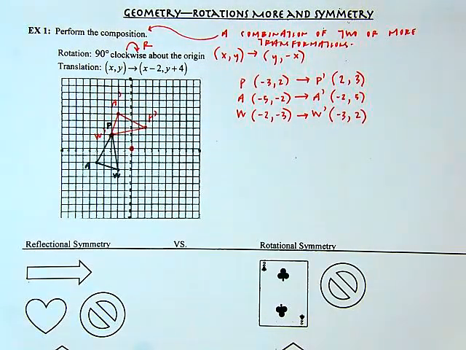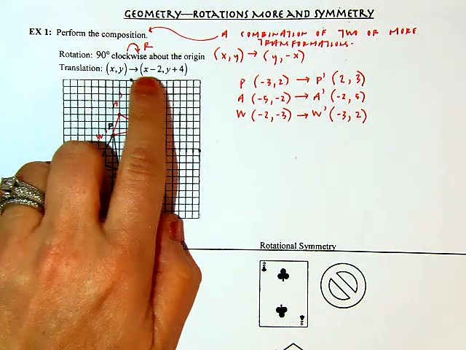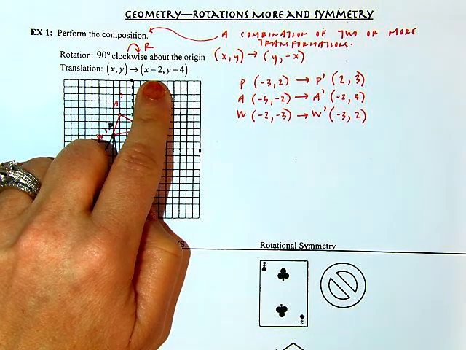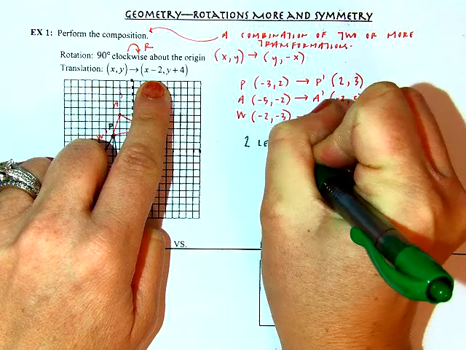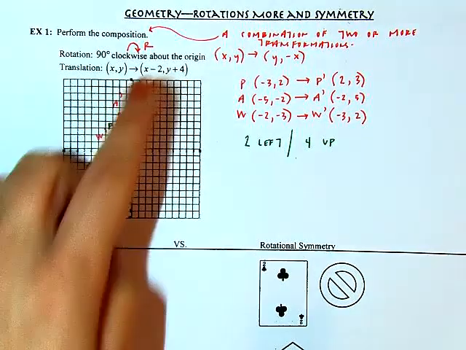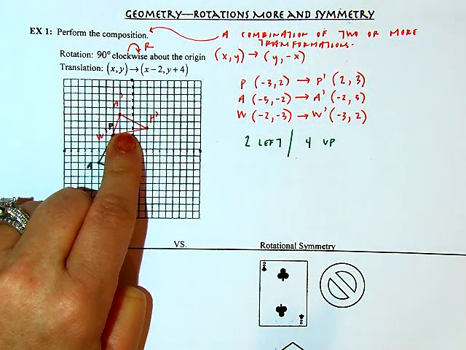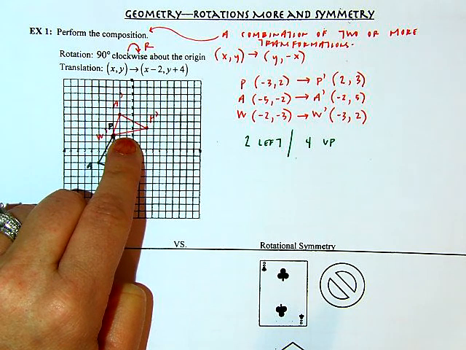All right, so there's my first step. I've done the 90-degree rotation clockwise about the origin. Next I have to do the translation. Here in my rule, it's saying please translate 2 units left and 4 units up. So we're building off of all of the prime notation, all of those points, and we're going to slide it into its final position. So 2 left, 4 up.